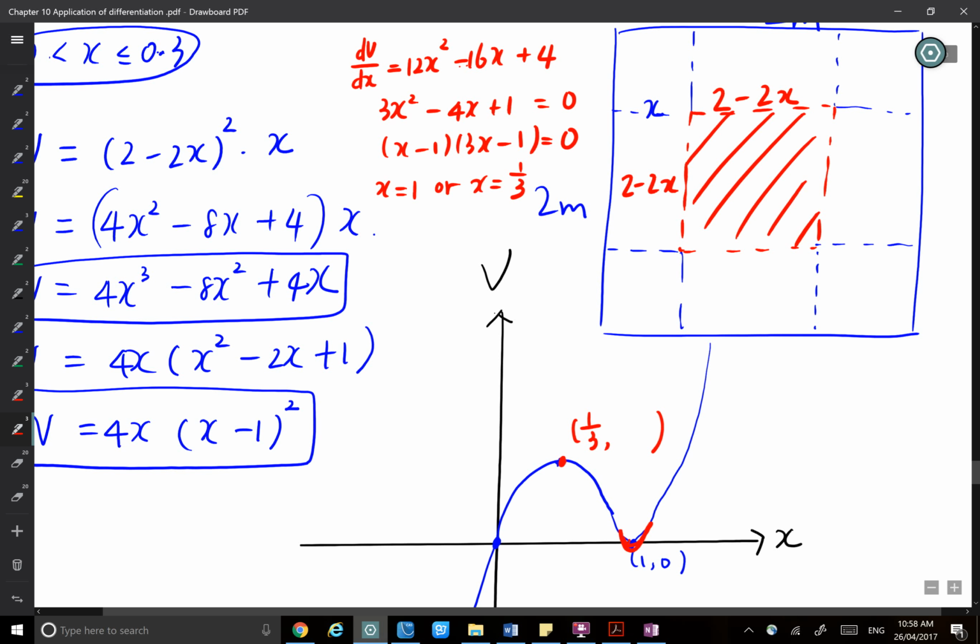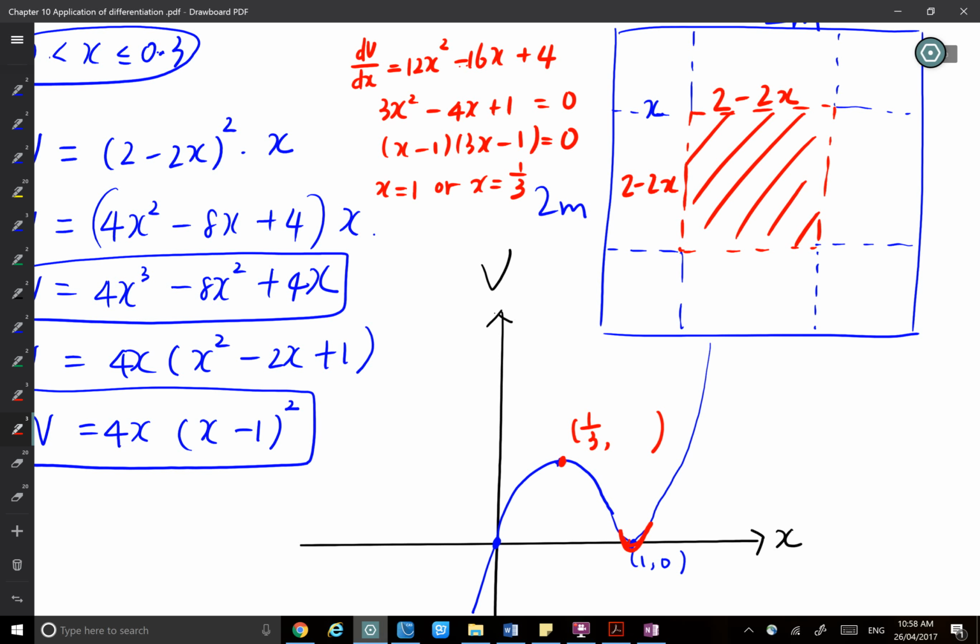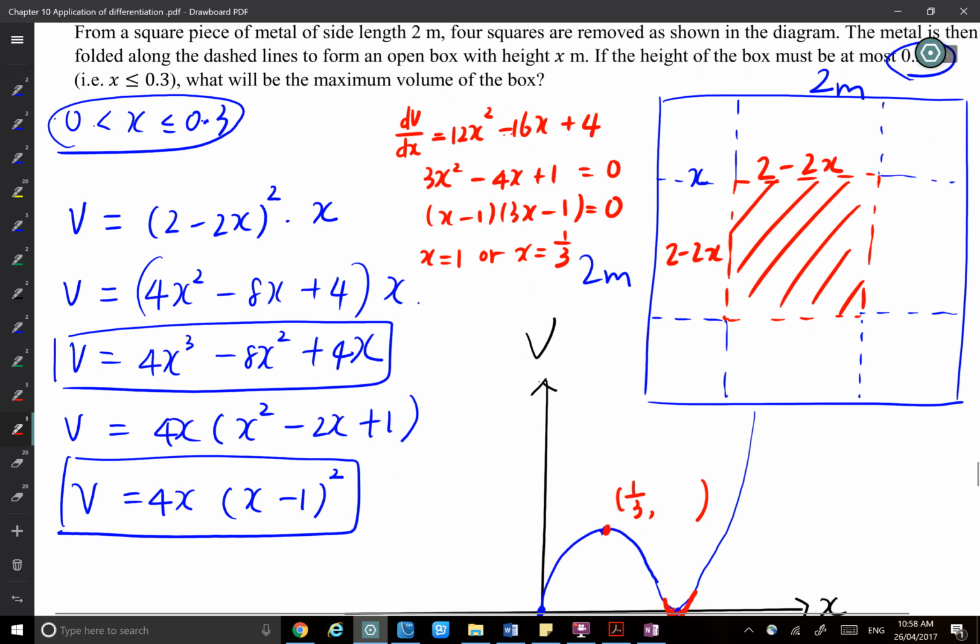Okay, I don't need to know what the y value is. I just need to know what the x value is. So the x value is a third. The turning point gives me a third. Then the maximum value I can take is 0.3.